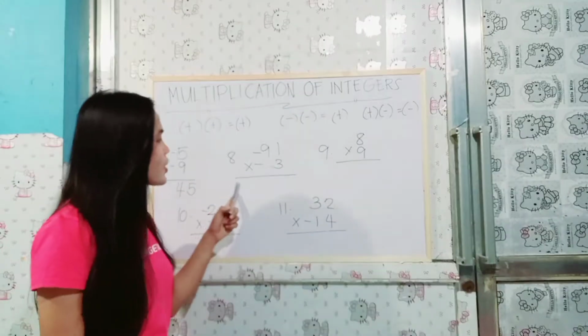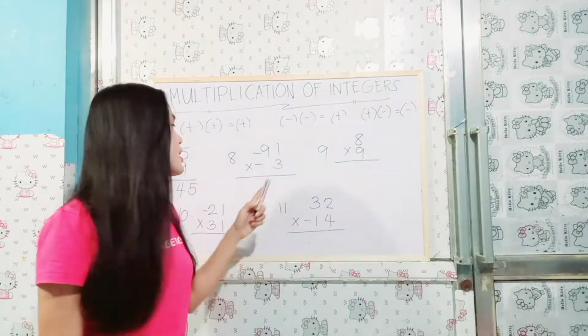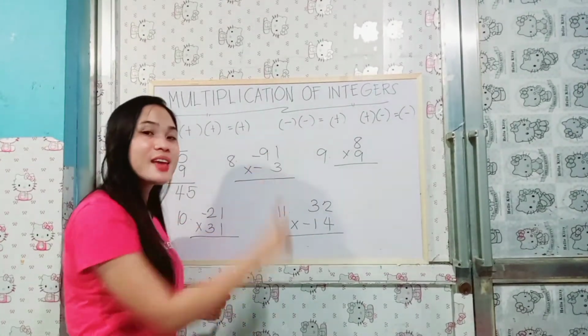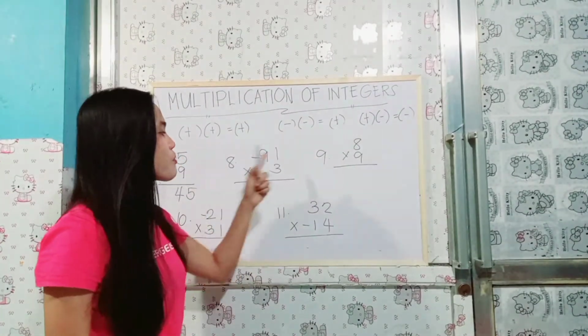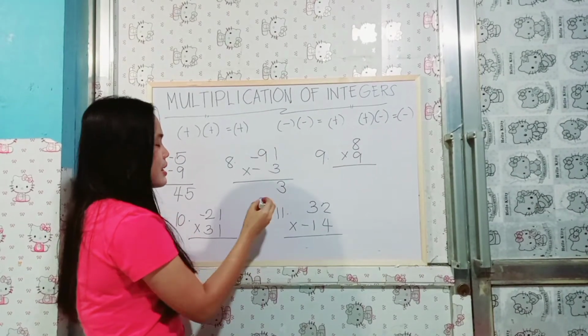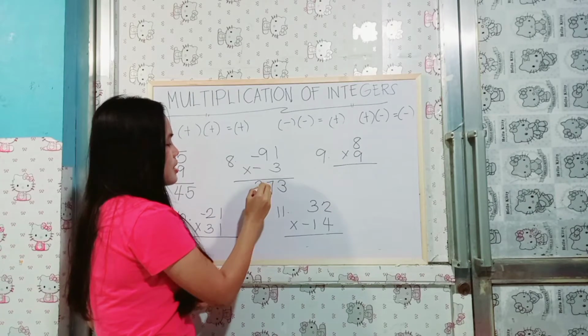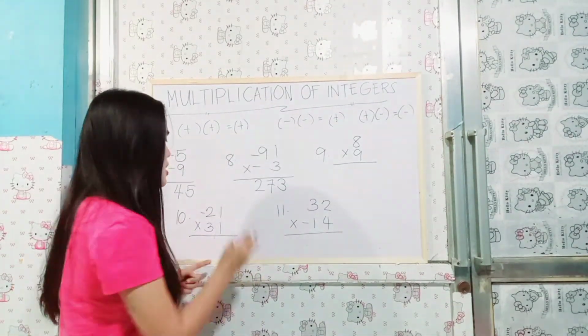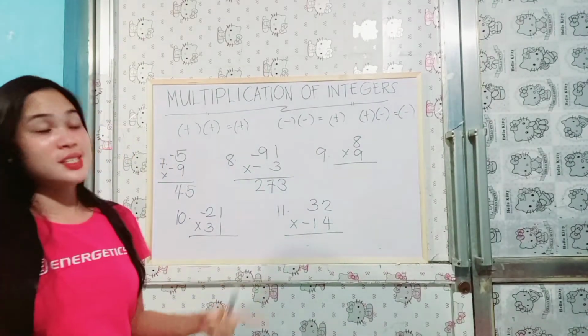Okay, next we have here negative 91 times negative 3. Let's multiply the absolute values. We have 1 times 3 is 3. 3 times 9 is 27. And then, look at the sign. They have the same sign, so our product will be positive.